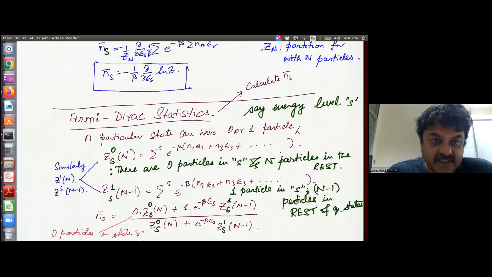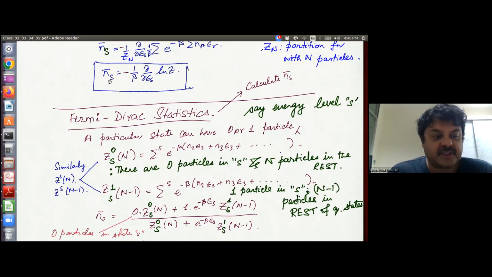So we are going to discuss Fermi Dirac statistics, and our aim is to calculate the n bar s, which is the distribution function, which specifies the mean number of particles. And the mean can be a non-integer number as well. What is the mean number of particles in a particular energy level S, right? So that's what it means.